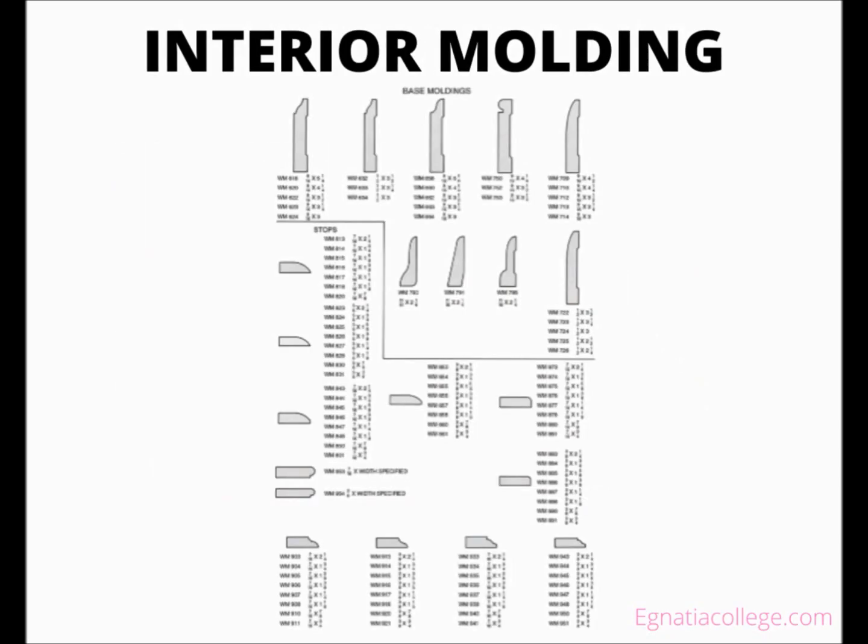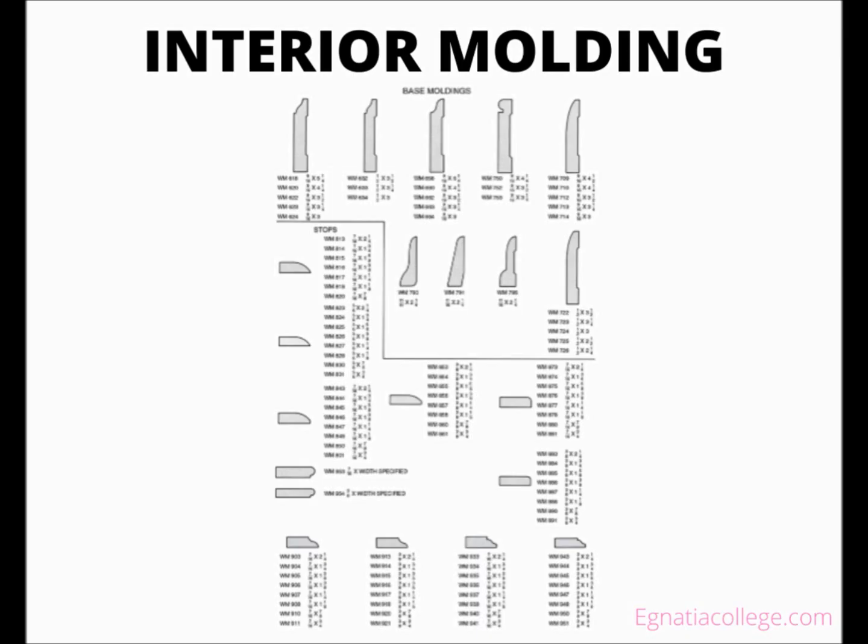Interior molding. Molding is used to decorate surfaces, protect the edges and corners of surfaces, and conceal joints or seams between surfaces. Molding may be made of wood, plastic, or metal and is available in many shapes and styles. The shapes of commonly used wood molding have been standardized.